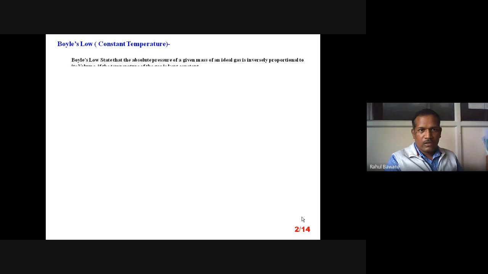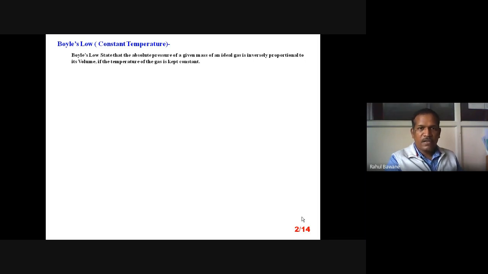All these gas laws are based on some particular process, just like Boyle's law. This is our first law. Boyle's law is based on the constant temperature process, where we kept the temperature constant. According to Boyle's law, the absolute pressure of a given mass of an ideal gas is inversely proportional to its volume if the temperature of the gas is kept constant. So if temperature is constant, then the absolute pressure of that ideal gas system is inversely proportional to volume.